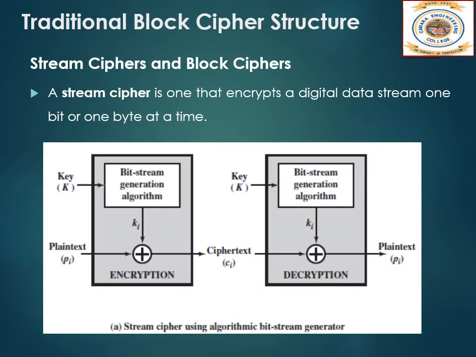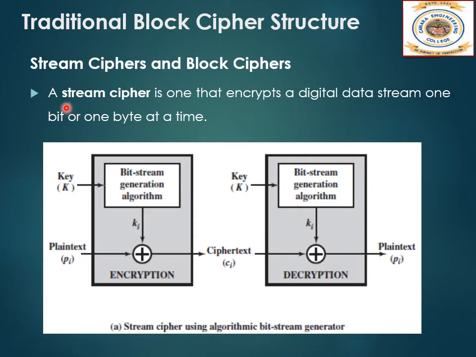Many symmetric block encryption algorithms in current use are based on a structure referred to as a Feistel block cipher. For that reason, it is important to examine the design features of the Feistel cipher. So we begin with the comparison of stream ciphers and block ciphers. Then we discuss the motivation for the Feistel block cipher structure.